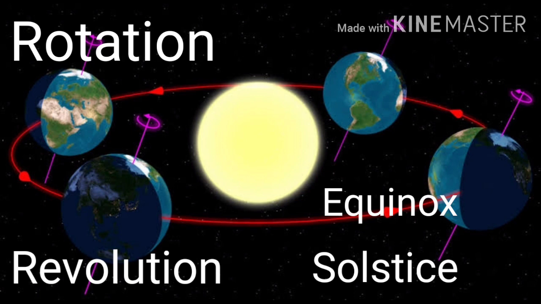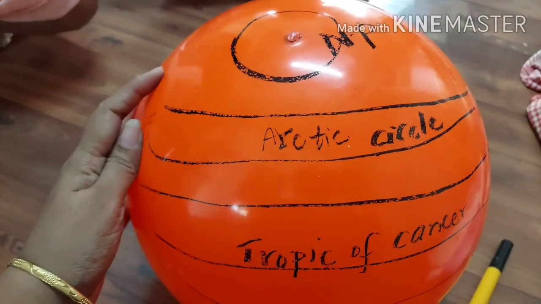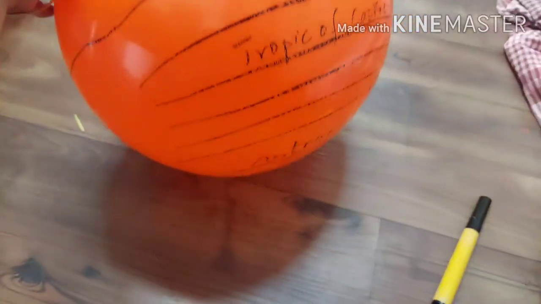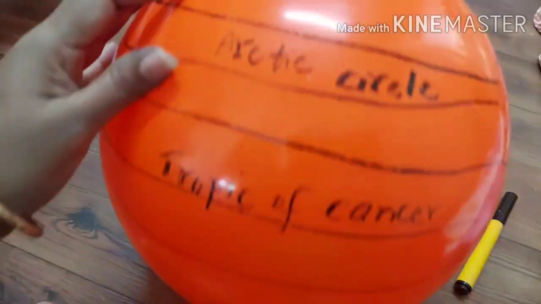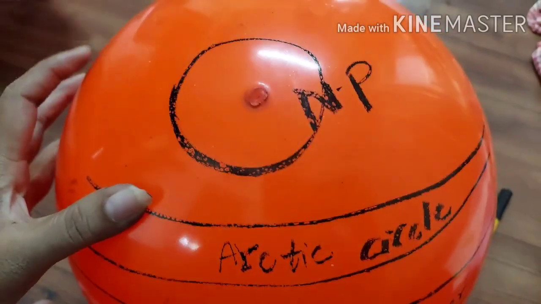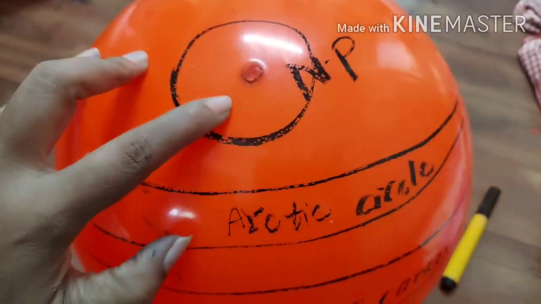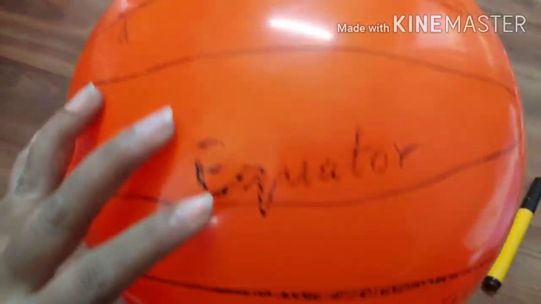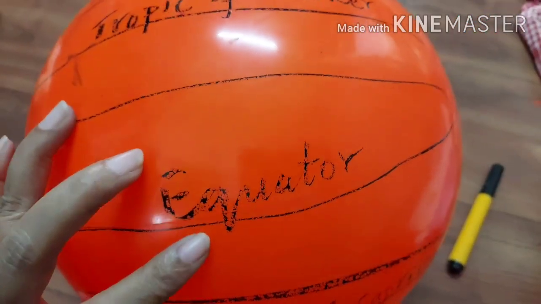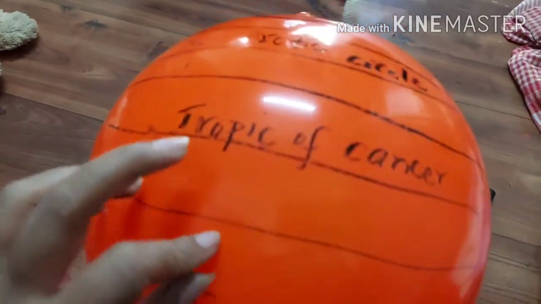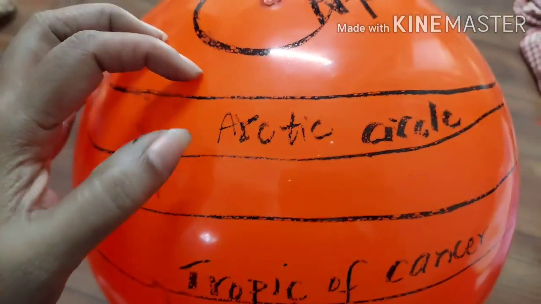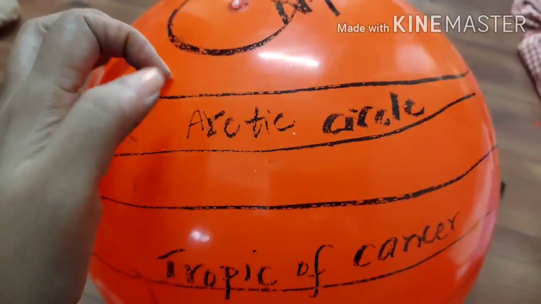Let us now learn with an example of this ball. I have drawn some lines on it so that you can easily understand. The topmost part is called the North Pole, and the bottom part is the South Pole. This is how the latitudes look, and the center of the earth, where the equator passes, cuts the earth into two equal halves.